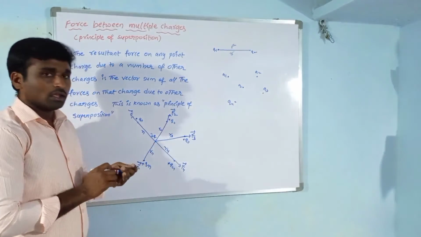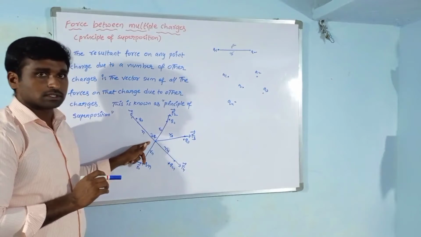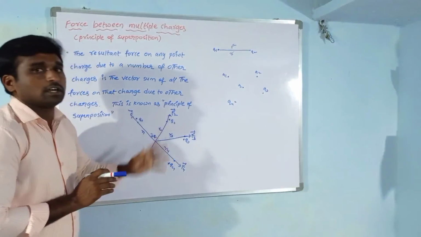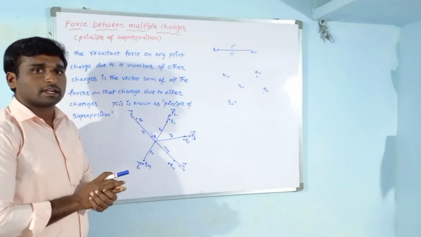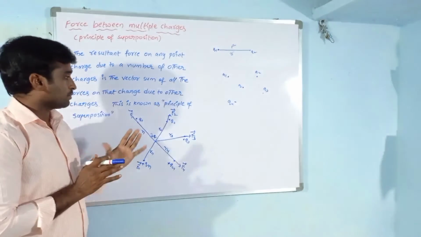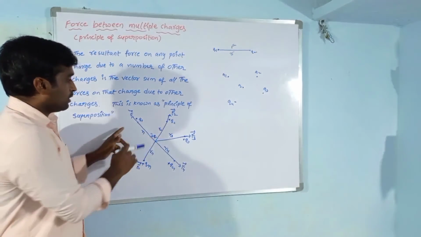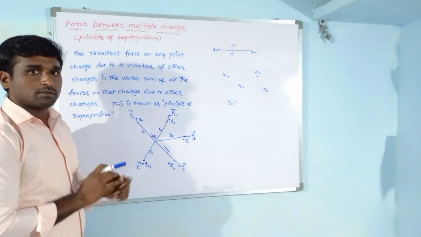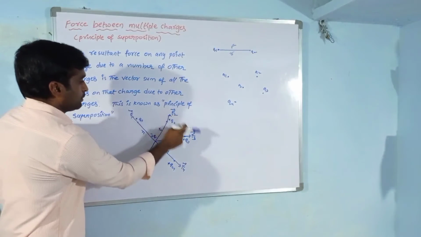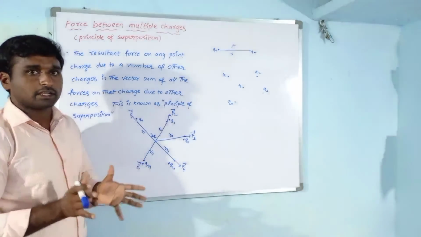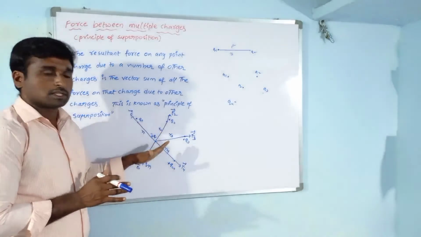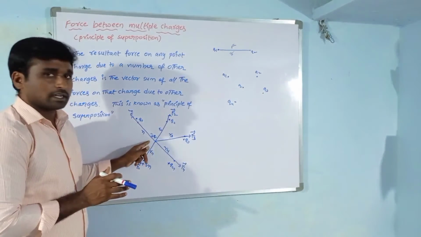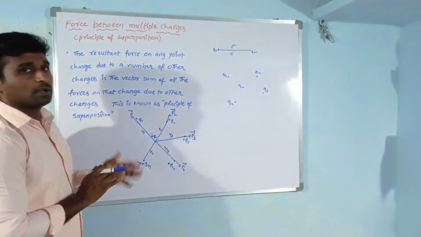Now, if you want to calculate the force on charged particle q due to other charged particles, how can we calculate it? By taking the vector sum of all forces acting on the charged particle q due to the other charged particles, that is, the vector sum of F1, F2, F3, F4 up to Fn. By taking the vector sum of all forces acting on charged particle q, we can find the resultant force acting on it. That is the principle of superposition.